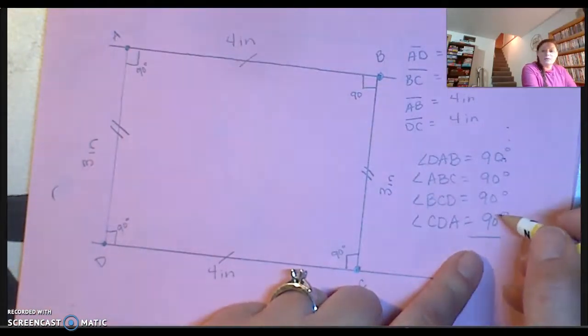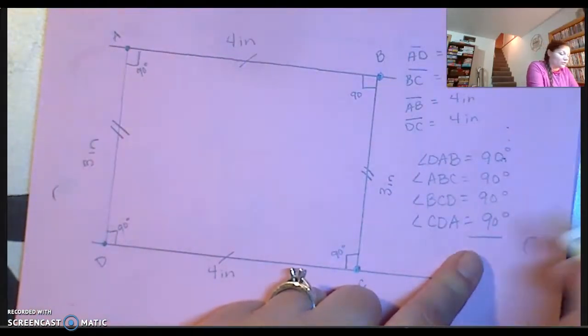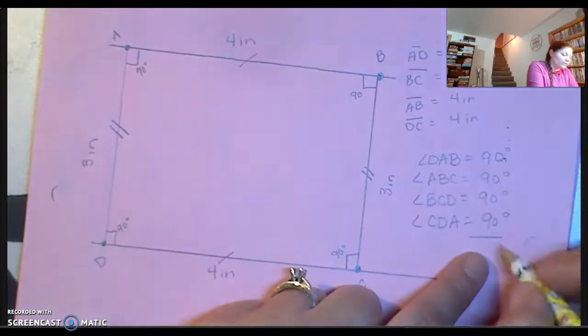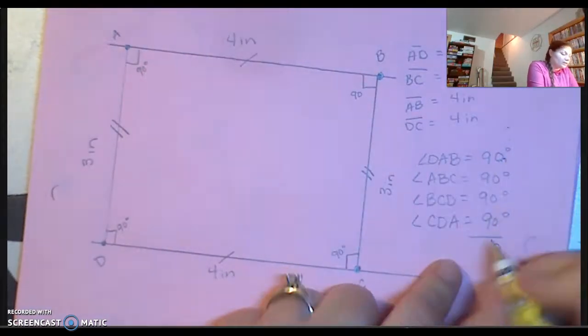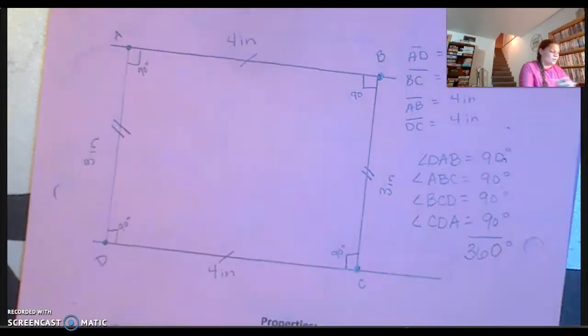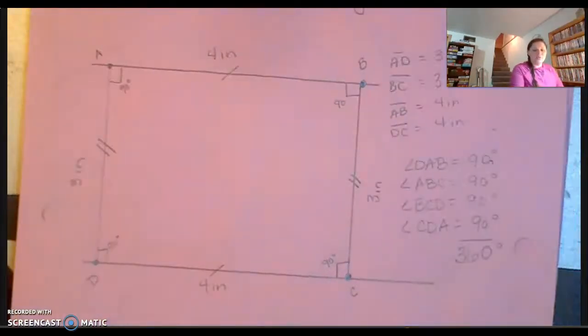So when I add these again, our number should add up to 360 degrees. The sum of the angles of a quadrilateral equals 360. So 0, 0, 0, and 0 is 0. And 4 nines makes 36. And that is how we draw a rectangle.